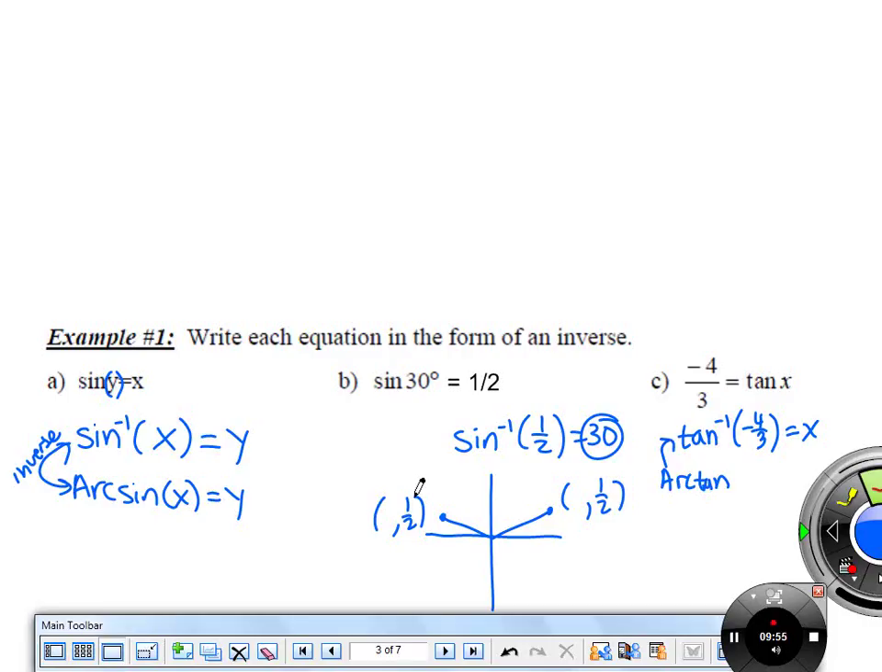390 is really the same as what? 30. So will it also have an inverse sine of 1/2? Yeah, the inverse sine of 1/2 could be 390. So why is 30 the answer? And if in the calculator you type the inverse sine of 1/2, it will only give you 30. It will not list 30, 150, 390.